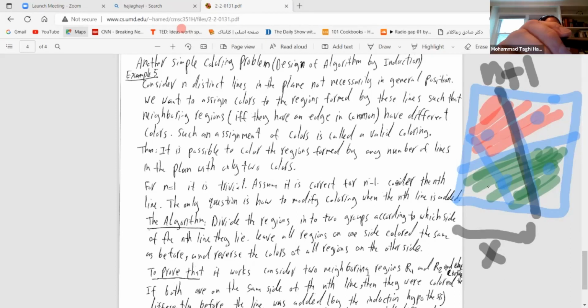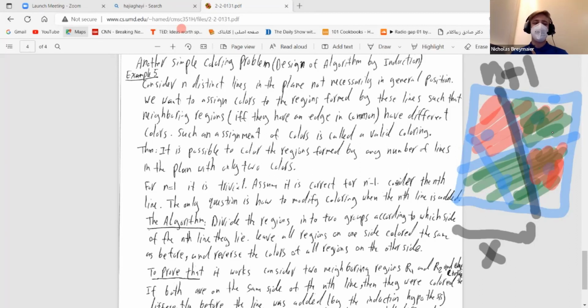For the other part, what do we do? We just replace the color. So I will just replace this one with that. And then I will replace this guy with green. Good. Now we are done. Why? Because the coloring is now valid.